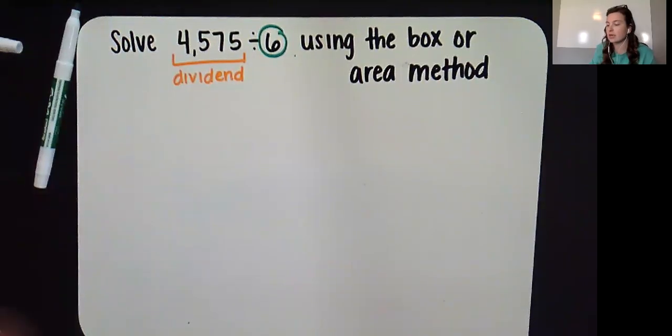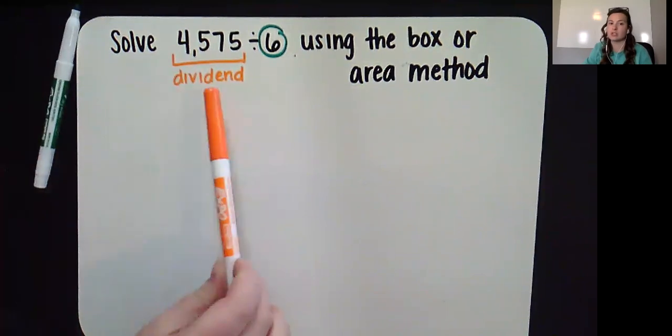Okay, guys, we are looking at question 1, 4,575 divided by 6. And we're going to solve this using the box or area method. I'm going to use the box method. That's how it's set up in that little image that you can use as a guide. So that's what we're going to go with.